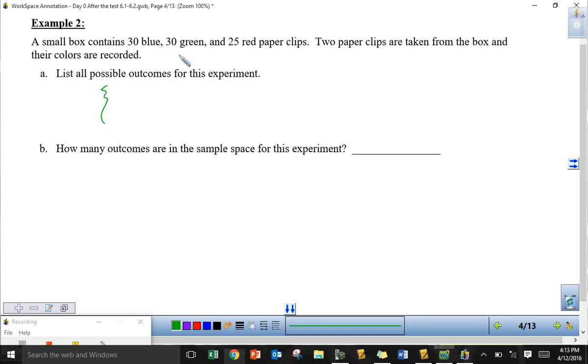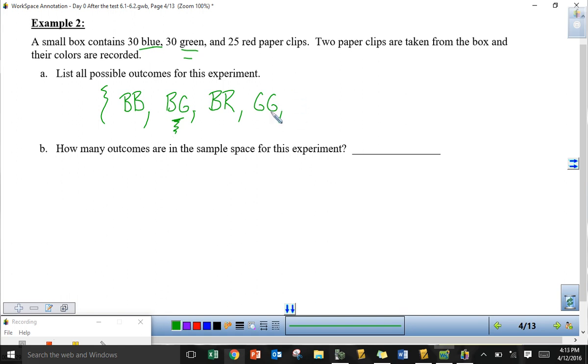Okay, so looking at this, let's start out with picking 2 blue paper clips. Okay, we didn't get any other colors, just blue. Okay, well we could also get a blue and a green, or we could get a blue and a red. Okay, so we've covered all the ones with blue there. Okay, well let's assume, looking at our next color, we get 2 greens. Okay, we want to group that with the other 2 colors. Green with blue, we've already covered here. Again, we're just writing down the color, not necessarily the order. Blue with a green would be the same thing as green with a blue, so we don't want to write that down twice.